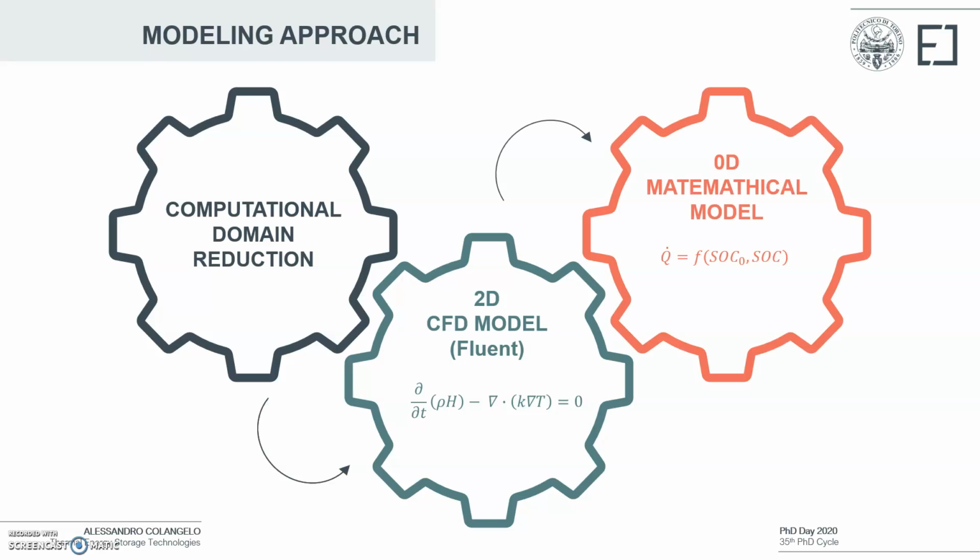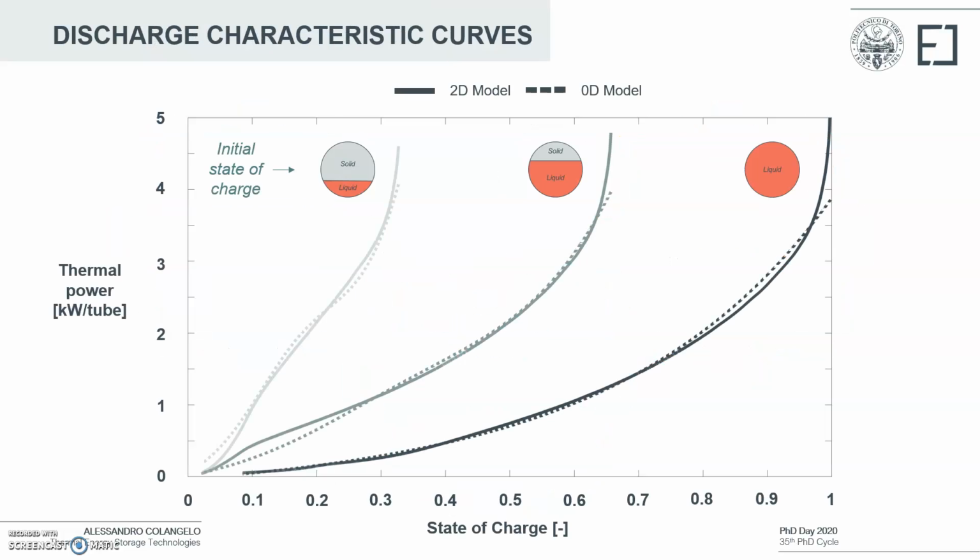Finally, from its results, I extracted a 0D mathematical model that expresses the time-dependent thermal power of the storage as a function of only two parameters, its initial and current states of charge. Hence, I obtained a bundle of characteristic curves for the thermal power released by the storage during discharge.